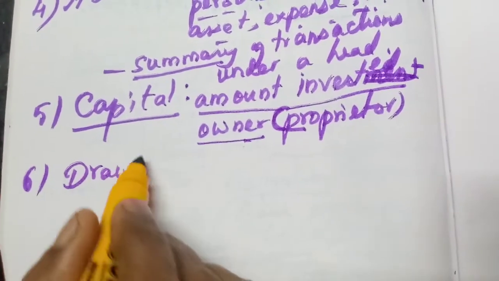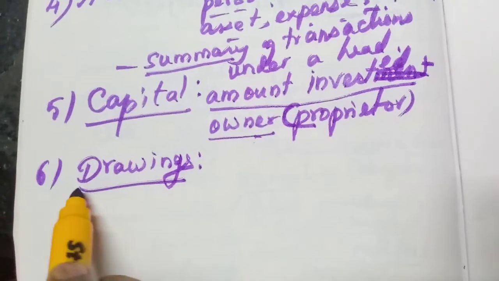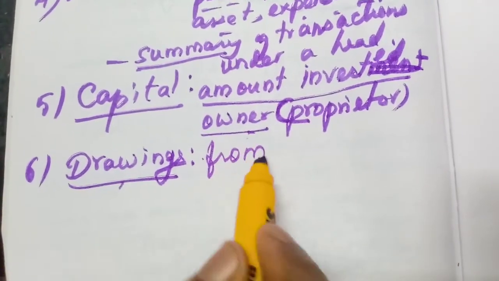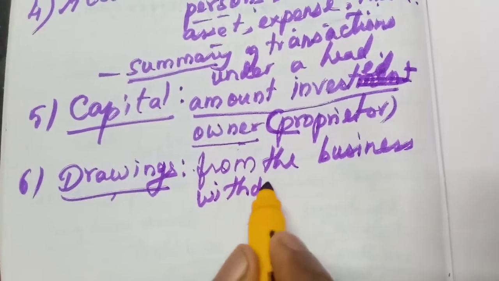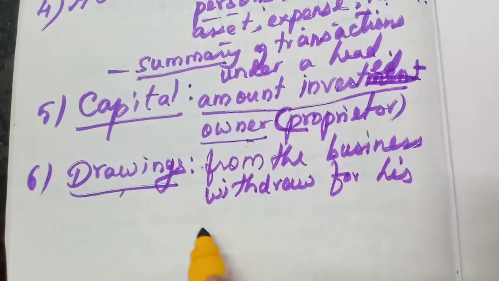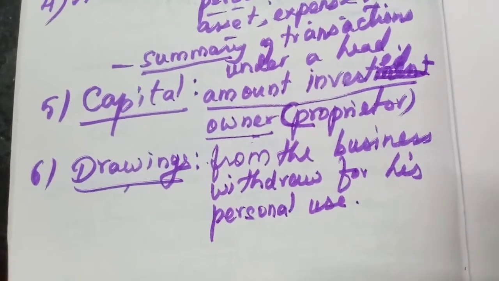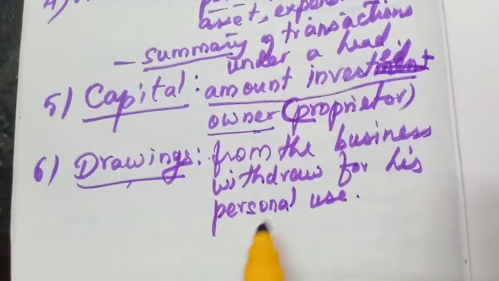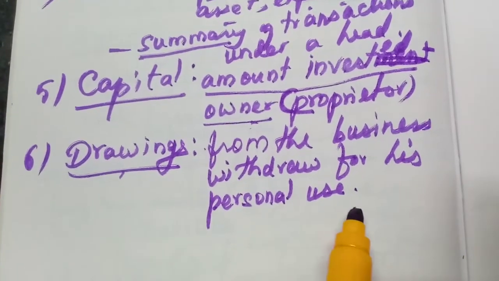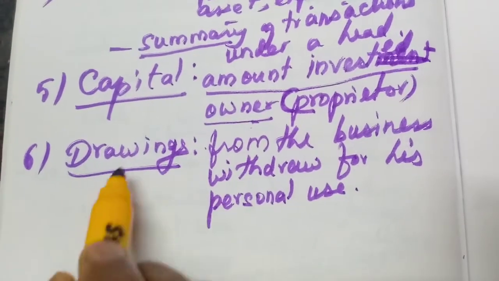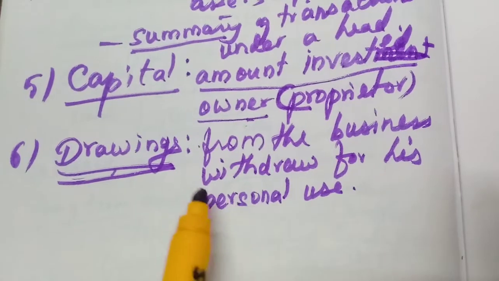Just opposite of capital. What is capital? He is investing some amount in the business. Here, what is drawings? From the business, he can withdraw some amount. Withdraw means he can take for personal use. He is running a business and all of a sudden he needs to take some money to pay the fees of his child. So what will he do? He may withdraw some, because it is his amount. So he is withdrawing some amount from his business for his personal use, for his child's studies. So that amount is called drawings. Understood? The amount which is withdrawn from the business for his personal use is called drawings.